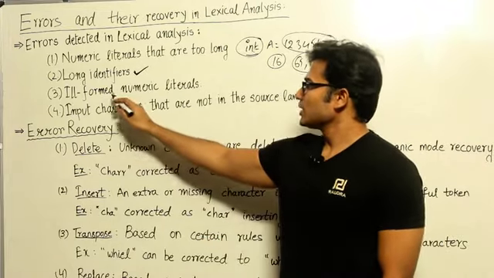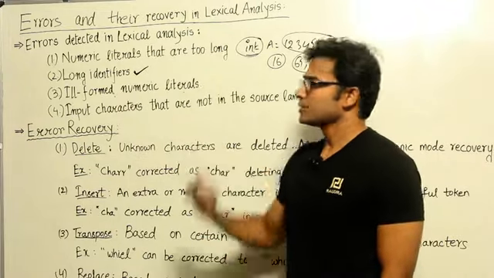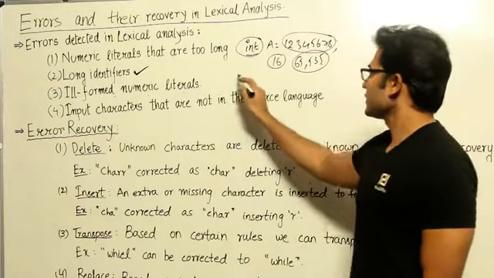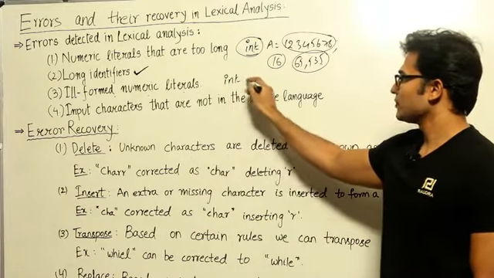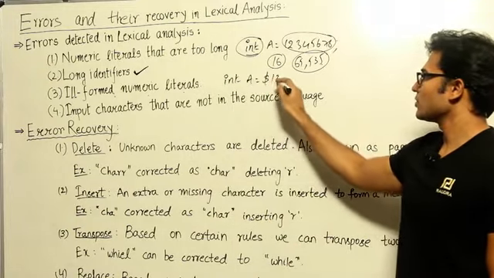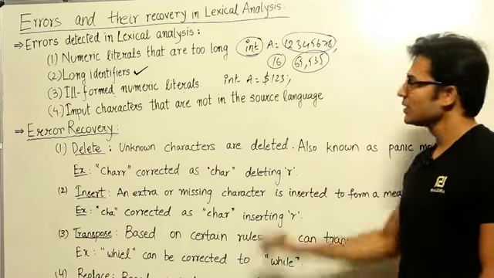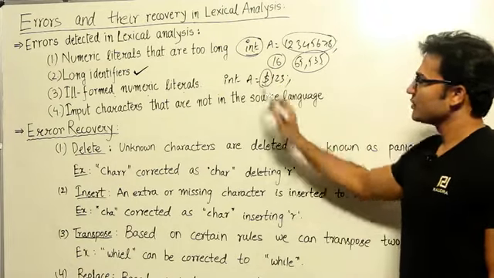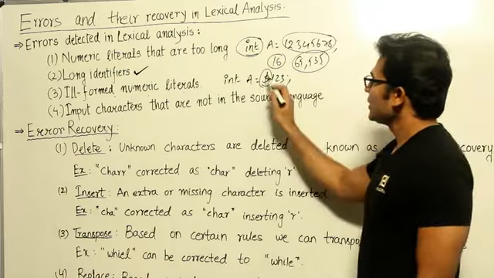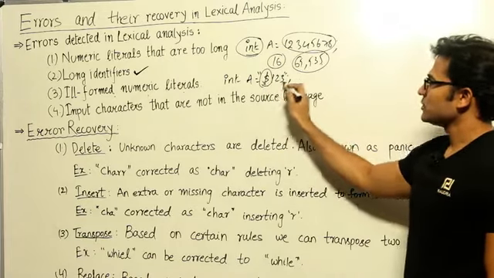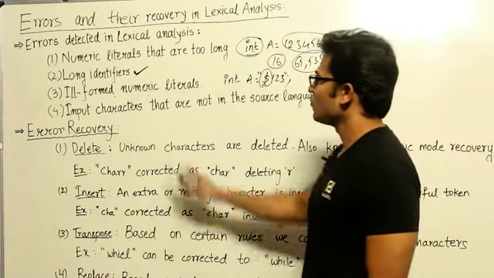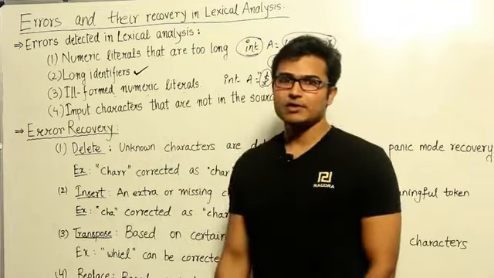And the next one is ill-formed numerical literals. Again, you can take a similar example. If you write int a equal to $123, now a dollar sign does not fall in an integer, so that is why it is a numerical literal which is not correctly formed. So ill-formed numerical literals can also be detected by this.